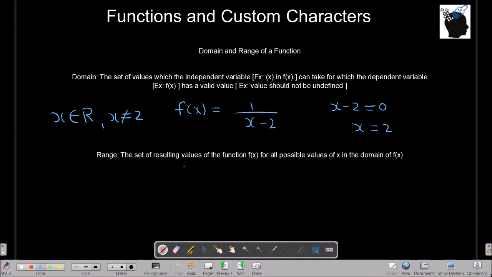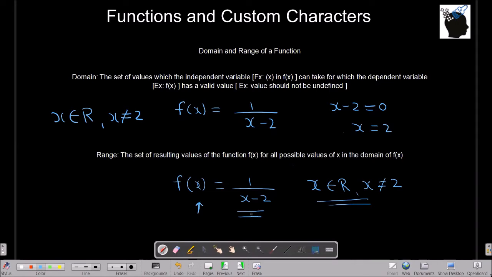So range is the set of resulting values of the function f of x for all possible values of x in the domain of f of x. Let's take an example. So f of x is given to us as 1 divided by x minus 2. Now we know that the domain is x belongs to all real numbers and x cannot be equal to 2. That means if I take any value of x in this and substitute in f of x, whatever corresponding value of f of x we are getting, that value is nothing but in the range of f of x.